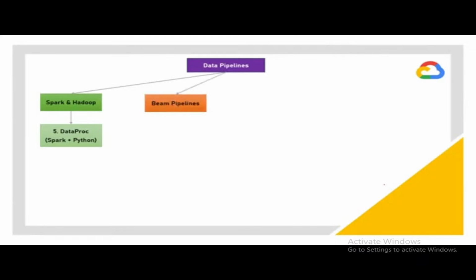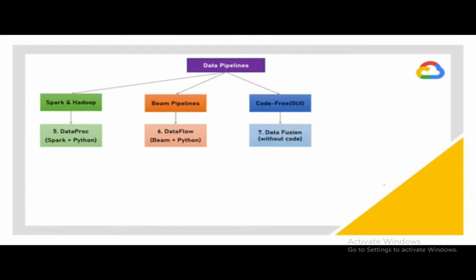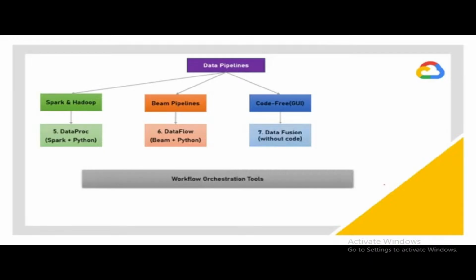And one more is Beam pipelines, if one wants to create them. Don't worry about Beam. Beam is also a framework like Spark. And we have one more service, Dataflow. If one wants to process the data without writing any code, you have one more service, that is Data Fusion. And if one wants to take care of workflow orchestration, you have Airflow or Composer for orchestrating your pipelines.